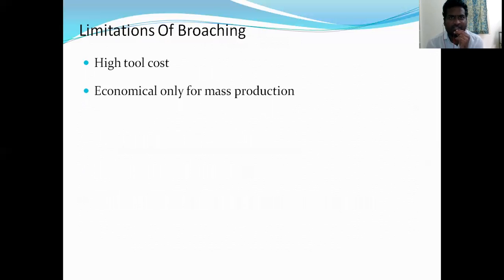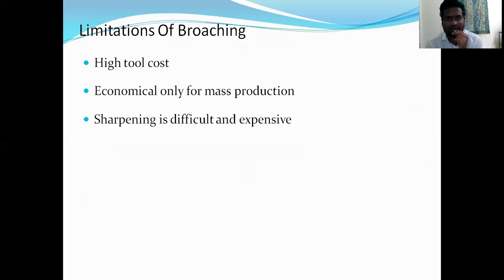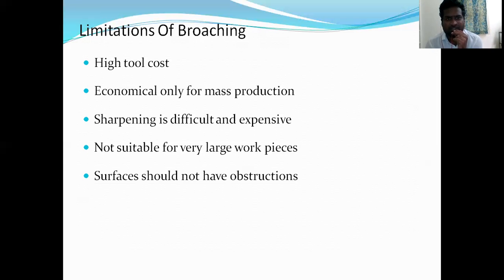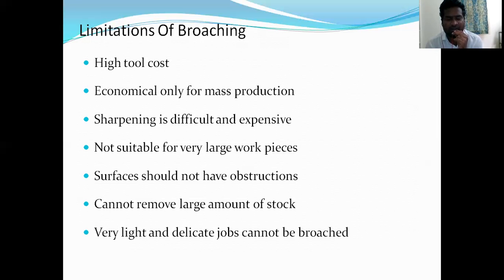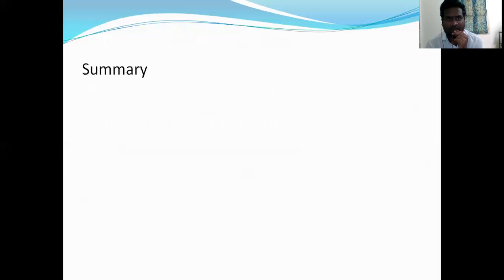But some of the limitations of broaching are high tool cost, economical only for mass production. Sharpening is difficult and expensive, not suitable for very large workpieces. Surfaces should not have obstructions, and it cannot remove a large amount of stock. Very light and delicate jobs cannot be broached.